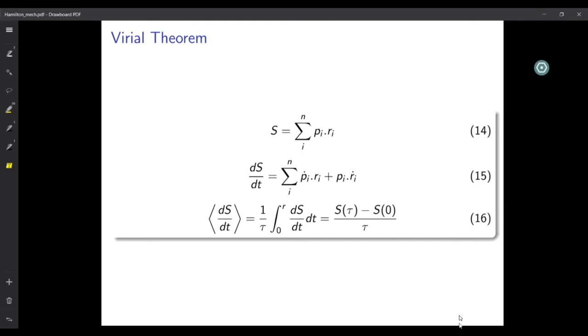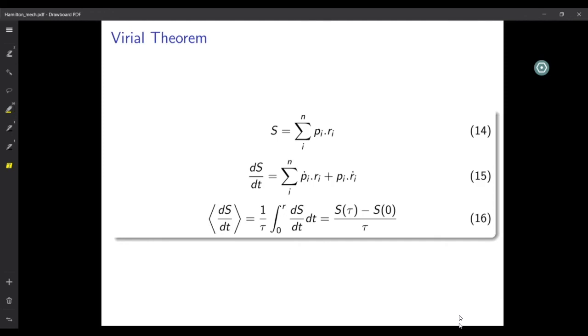So then now let us take the time differential of S. We can see this is very simple. This is just the product rule applied to equation 4. So we get p_i dot r_i-dot plus p_i-dot dot r_i, right? So then now we are going to do a small mathematical trick. We are going to try to find the average time derivative of S in the time interval of tau.